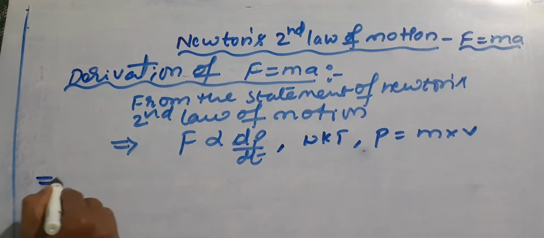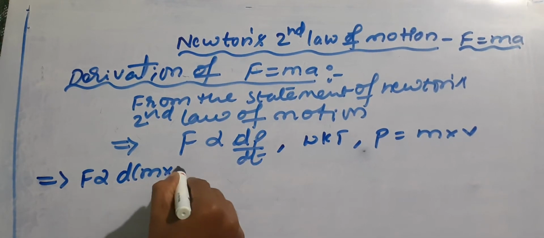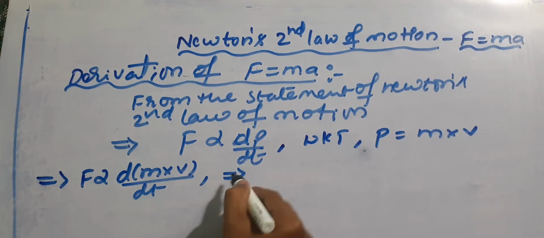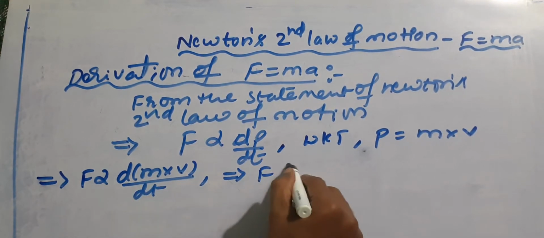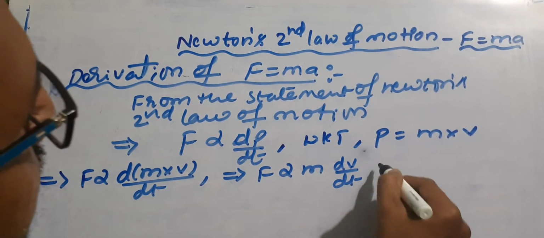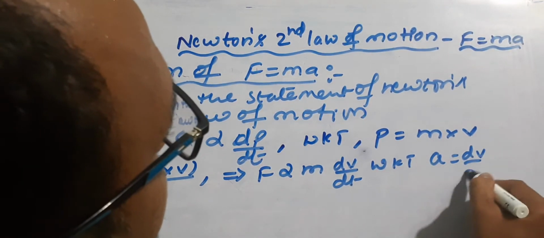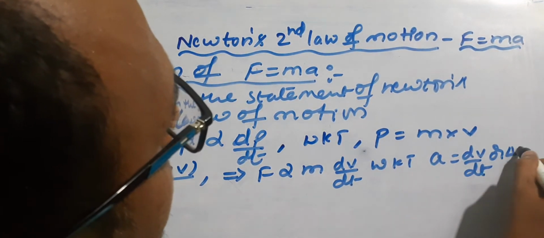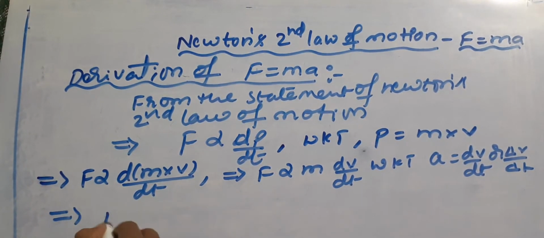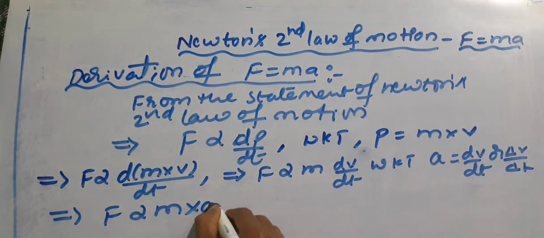So this implies F is directly proportional to d(mv)/dt. But mass is a constant, so F is directly proportional to m dv/dt. We know that acceleration a is equal to dv/dt or delta v by delta t. So this implies F is directly proportional to dv/dt, which means we can write acceleration.